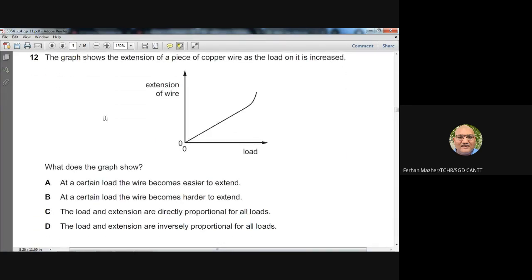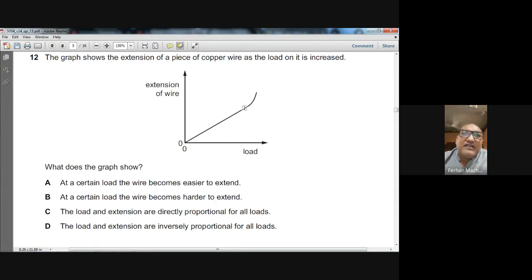The graph shows the extension of a piece of copper wire as the load on it is increased. So it's an extension load graph. What does the graph show? That at a certain load, the wire becomes easier to extend.